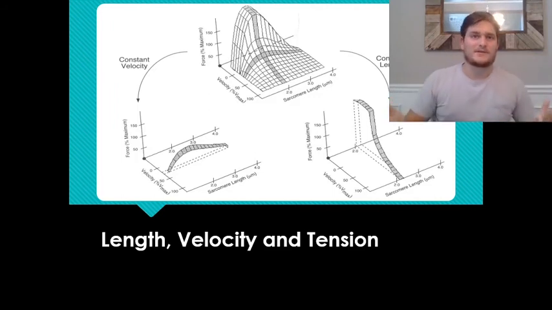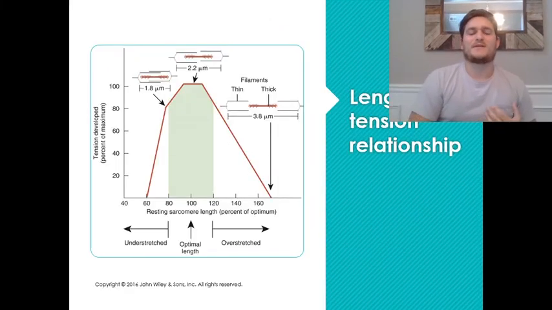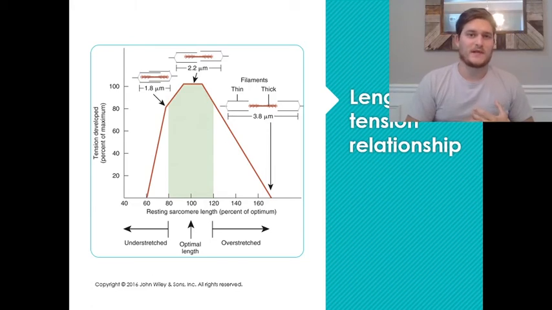Again, this has a lot to do with cross bridges. If you are speeding up that contraction time, then you are limiting the amount of cross bridges that can be formed during that time period. However, at lower velocities, you're going to get more attachment, and then you're able to produce more force during that movement. Let's go back to length-tension for a second and discuss this relationship.